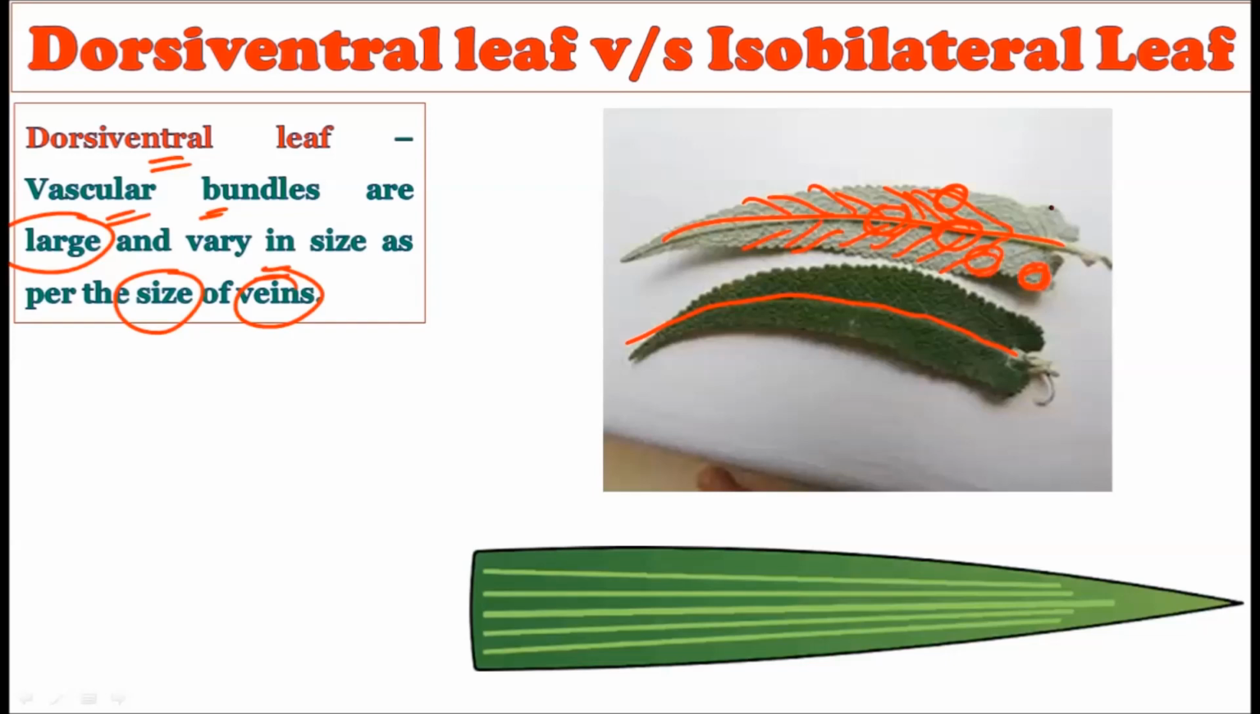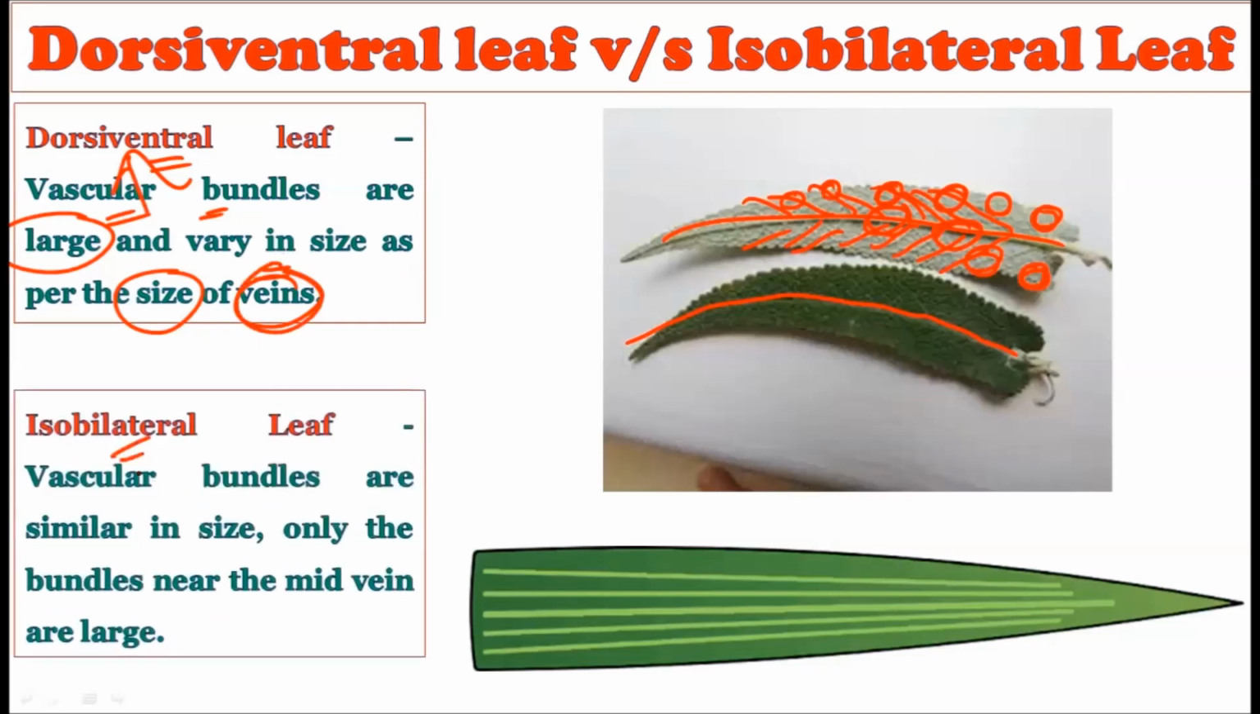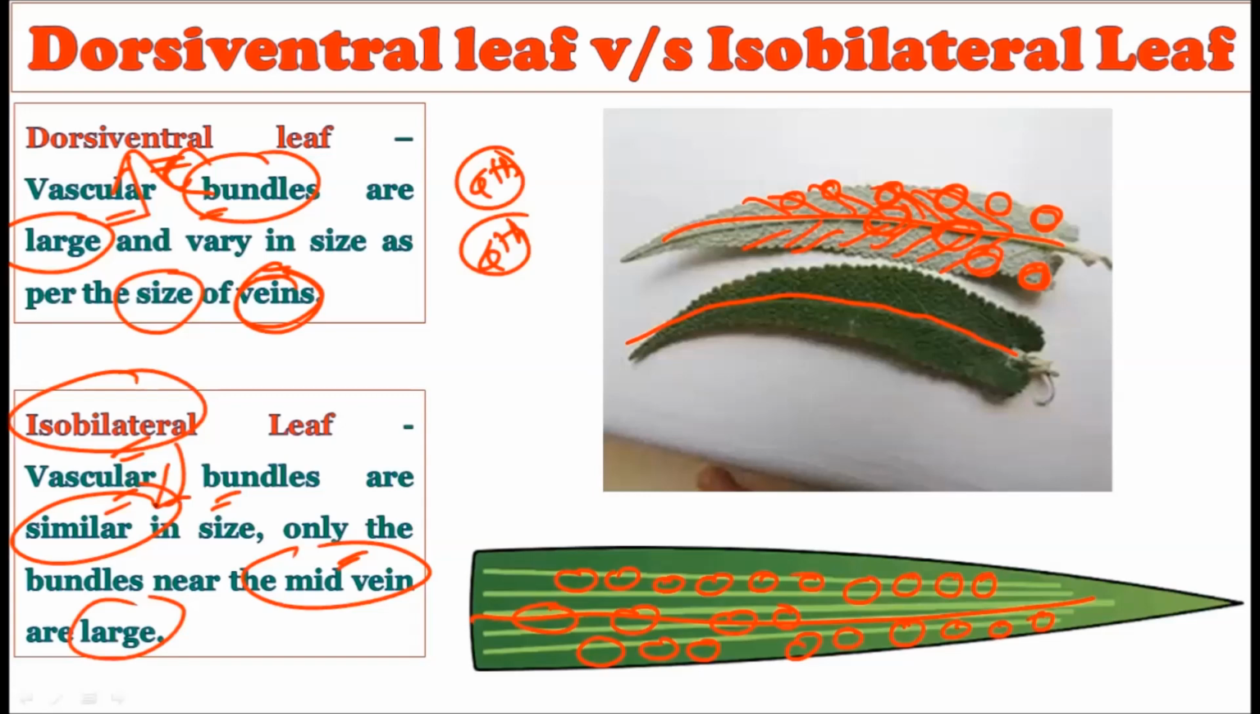So the vascular bundle size changes from one place to another in the dicotyledonous leaf, or say the dorsoventral leaf, according to the size of the veins around it. But on the other hand, in the isobilateral leaf, the vascular bundles are all of similar size, and only the bundles near the mid vein are large. You will find large vascular bundles at the mid vein, and in the rest of the leaf the vascular bundles are of equal size most of the time.